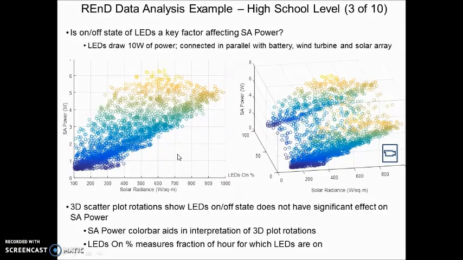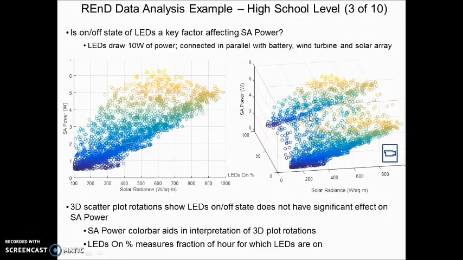Eliminating our samples with very low solar array power reduced our data set to about 2,300 samples. So the first question I asked myself was whether or not the on-off state of the LEDs has a significant effect on the distribution. On the left, we're looking at a scatter plot of the 2,300 samples, except here we have color-coded it according to the solar array power, running from a dark blue to a bright yellow.